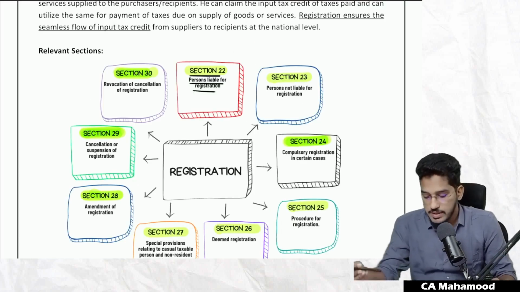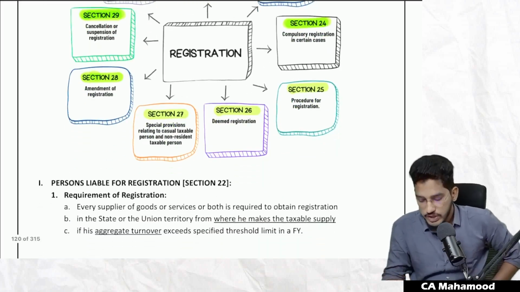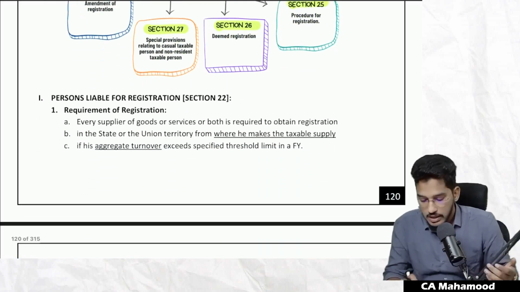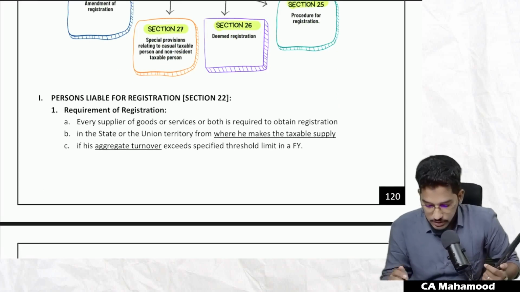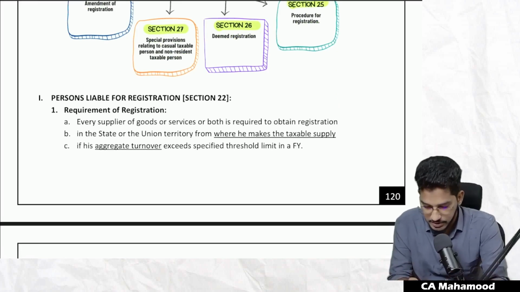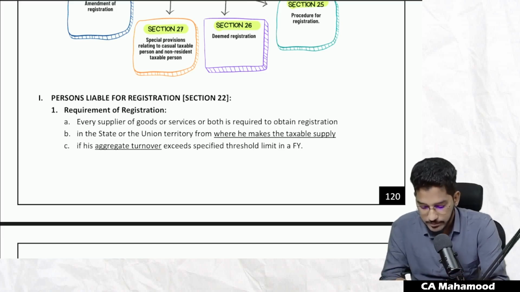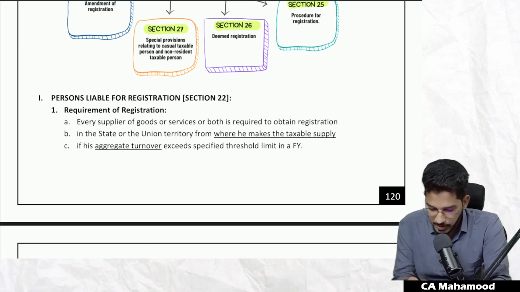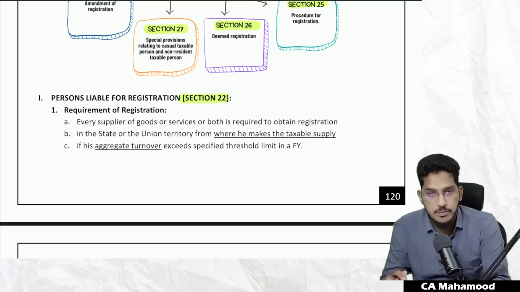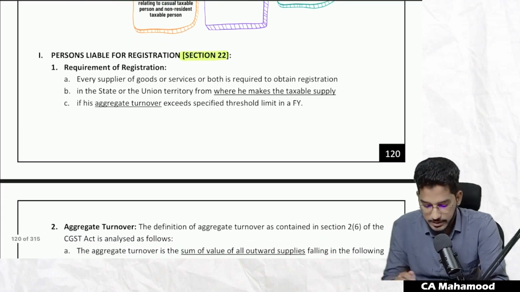Let us do it now. Let us see what section 22 says regarding which persons are liable to obtain registration. We'll begin our discussion with section number 22. Let us read what they are trying to say. Section 22 talks about the persons who are liable for registration.